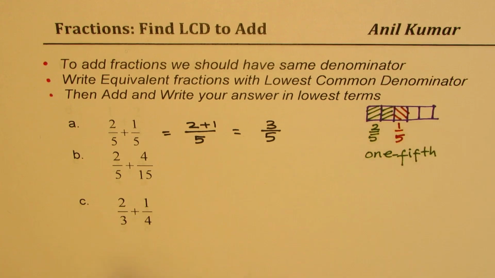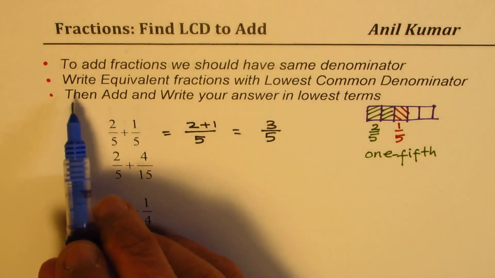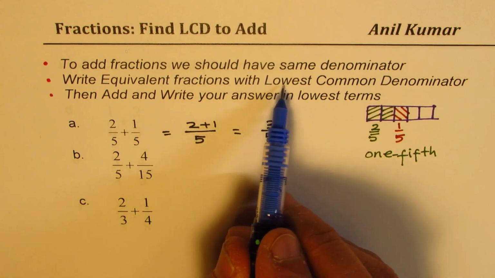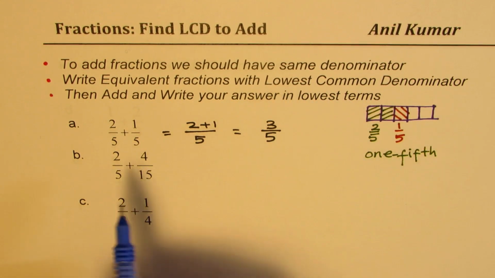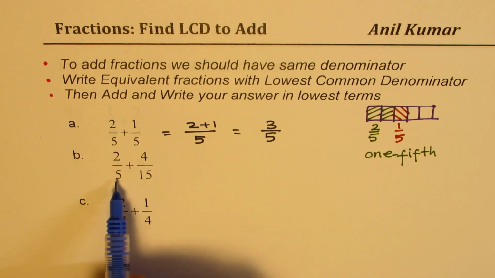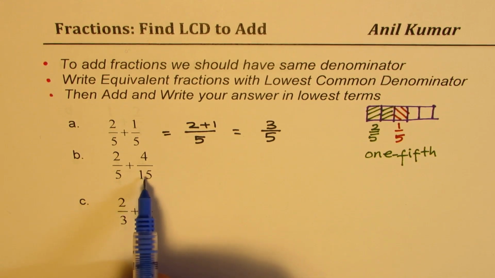So it's not something like this. One is 2 out of 5. The other one is 4 out of 15, right? But to add them, we need to have the same denominator. How do we get the same denominator? That's a big question. Now the strategy is to have an equivalent fraction with the lowest common denominator. The denominator could be 15 as the lowest common denominator. Well, we could make the denominator 30 also, but what's the point?